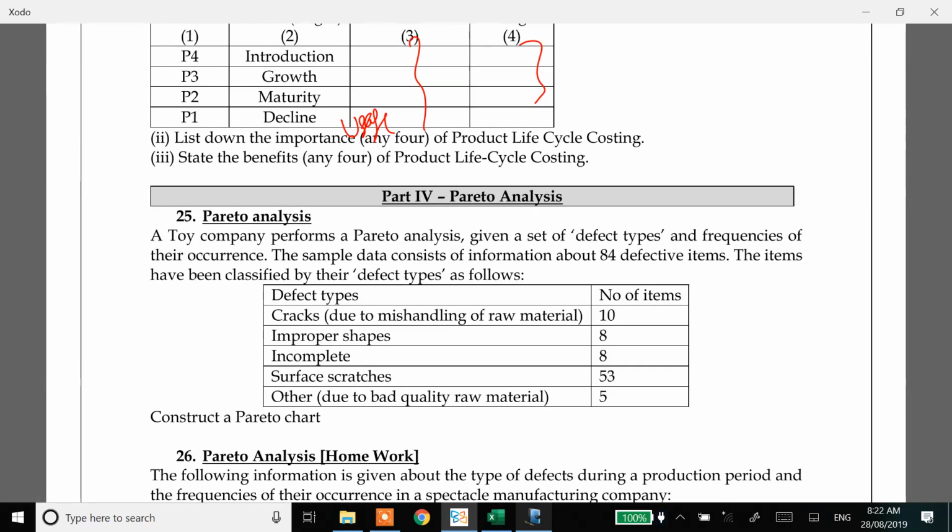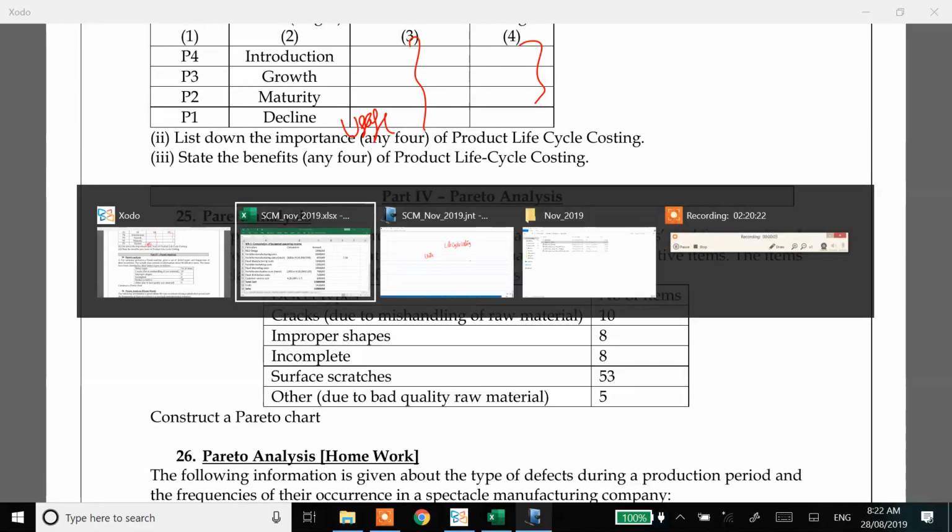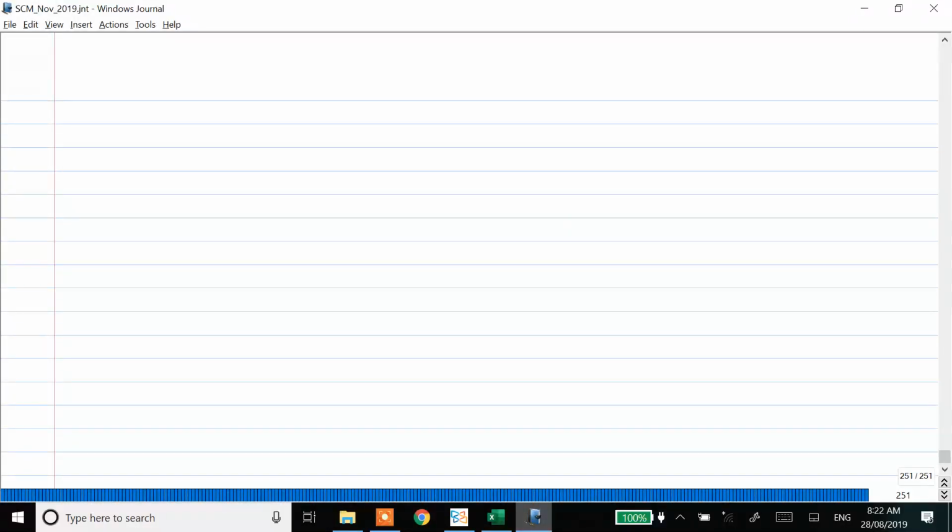Clear? Okay, I'll come to the next area, which is Pareto's analysis. I felt this to be an insignificant area, but ICAI ended up asking a 10-mark exam question in the latest attempt on Pareto's analysis. I'll first explain what it means. Pareto is an economist. What he said was that, I don't know which country, but he said that 80% of the income tax of the country is paid by 20% of the people.